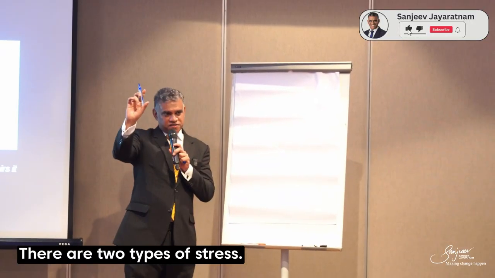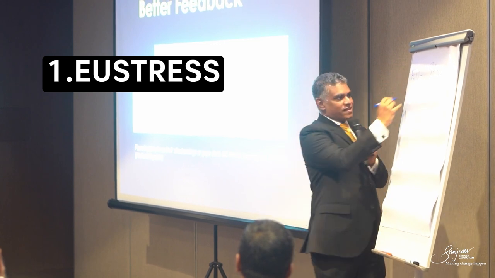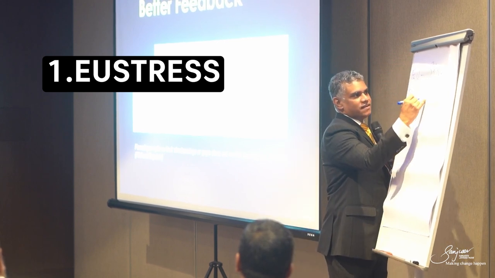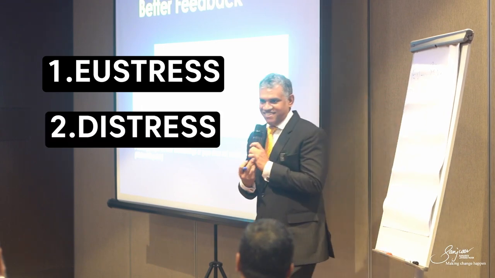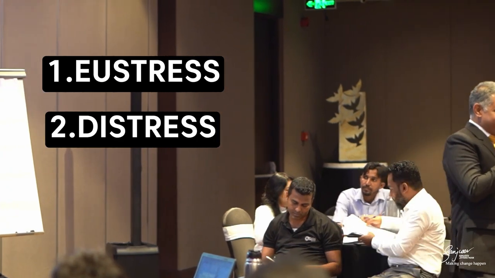There are two types of stress. There is something called eustress and distress. Okay? So, distress is, I can't do it. You're scolding me. I'm so scared. I don't know what to do. Distress. Eustress is the good stress you're talking about.